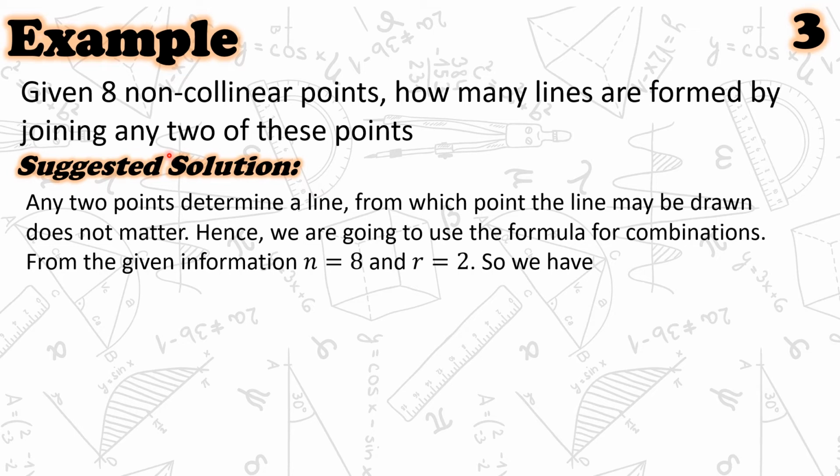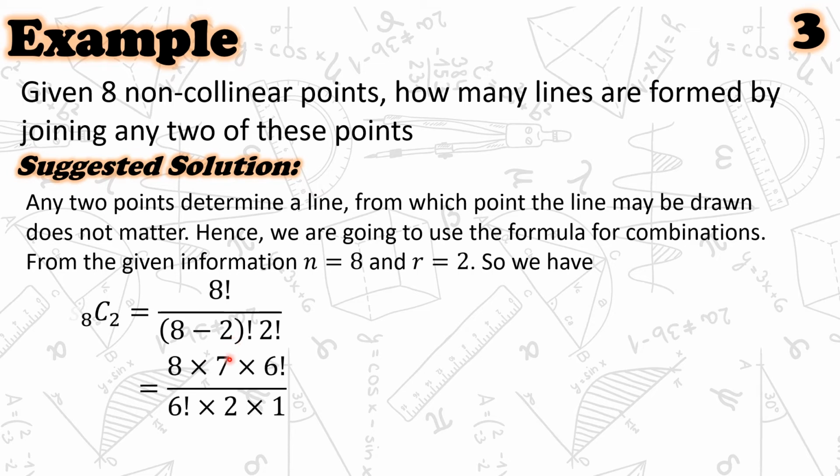Hence, we're going to use the formula for combinations. From the given information, n is equal to 8 and r is equal to 2. So we have 8 combination 2 is equal to 8 factorial over 8 minus 2 factorial times 2 factorial. This is from the formula.